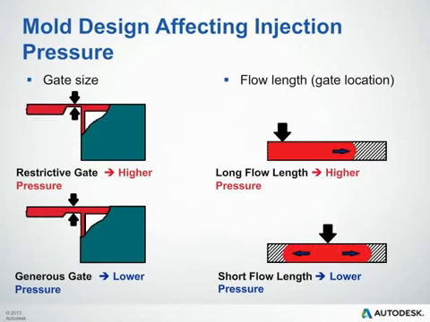So how does the mold design affect our injection pressures? So gate size is one. You can see on the top left there, we have a restrictive gate, which we can assume will give us a much higher pressure than the more generously sized gate in the lower left-hand corner.